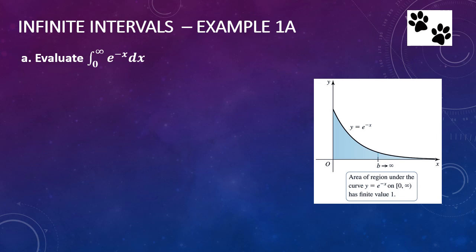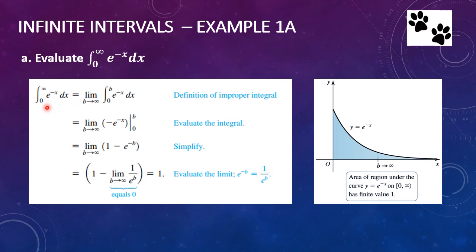So let's try our first example, example 1a. Evaluate the integral from 0 to infinity of e to the negative x dx. This is very similar to the illustration that we did, and it's also the first case in the three different cases we just looked at. So hit pause and see if you can evaluate this integral by applying the limit to the solution for the definite integral. So hit pause and try now.